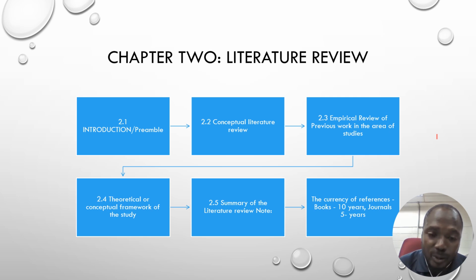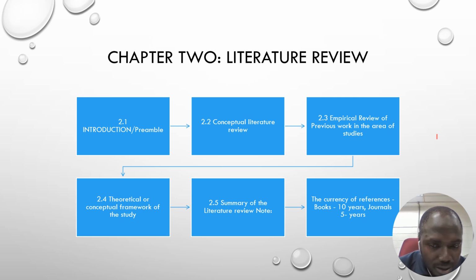then you say in this chapter we are going to review relevant and related literature, and the chapter will be done under the following headings: conceptual review, empirical review, and theoretical review. You may add a summary of the literature. So now we come to 2.1 or 2.2, which is the conceptual literature review or conceptual review.